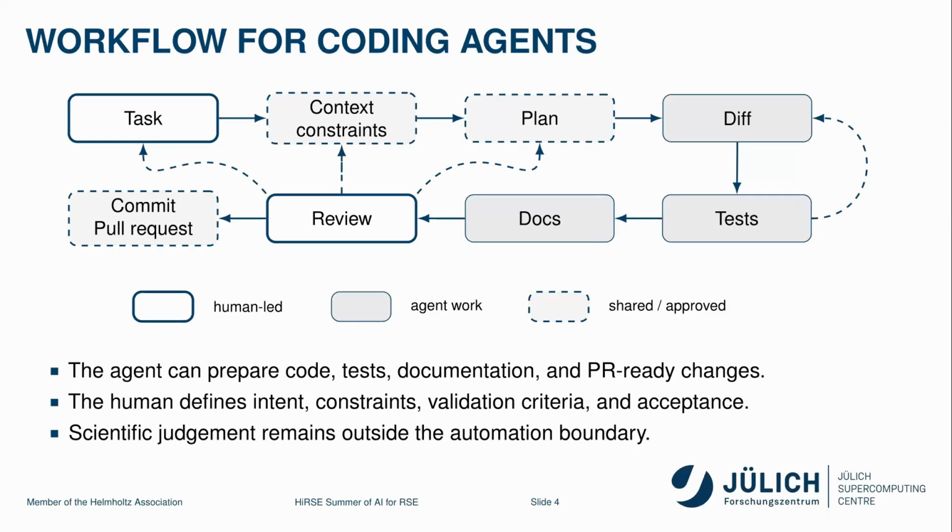And then we move to the human review, where we might find we need to update the implementation plan. We might also find some context is missing for the agent to act properly, or we might even find the task needs to be revised. If the review is passed, we can move on to the commit or pull request. So the agent can prepare code, tests, documentation, and pull request-ready changes. The human defines the intent, constraint, validation criteria, and acceptance. Scientific judgment remains outside the automation boundary.